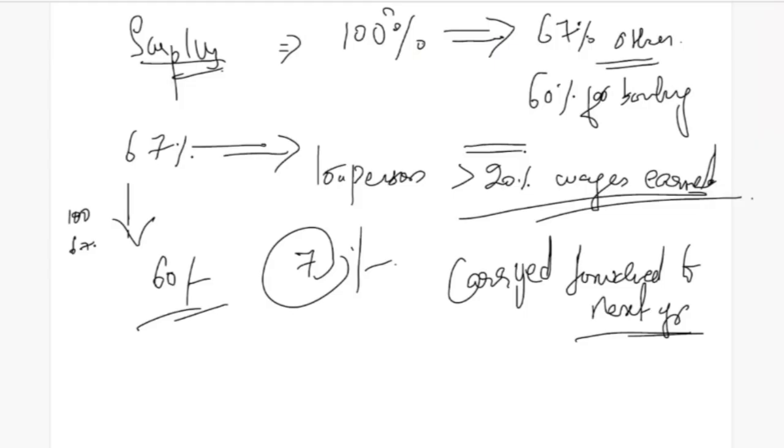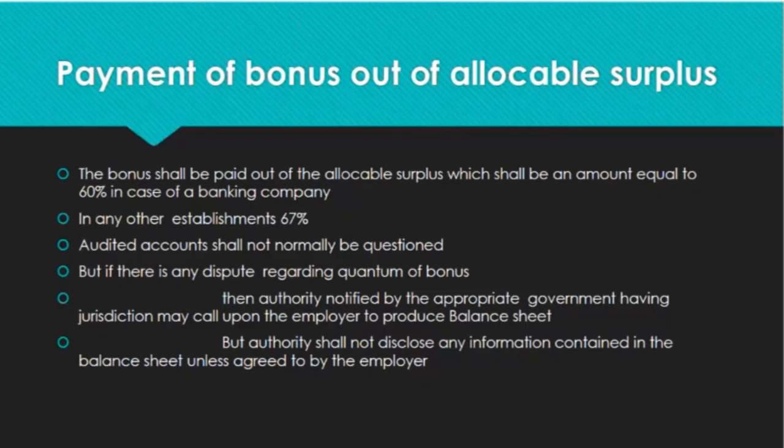So if in one year there is a surplus and in another year there is a deficit, this surplus over and above this 20% will get adjusted in the next year's deficit. Okay, so payment of bonus, 67% of your surplus can be taken as bonus.